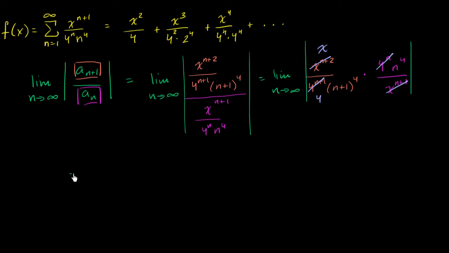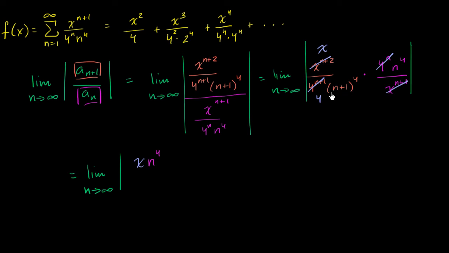This is going to be equal to the limit as n approaches infinity of the absolute value of, we're going to have x n to the fourth in the numerator. So let me write that down. We're going to have x times n to the fourth in the numerator. And in the denominator, I'm going to have 4 times n plus 1 to the fourth. Well, what's that going to be?